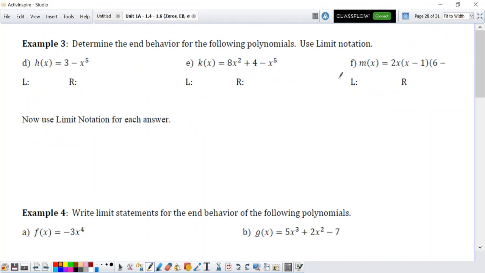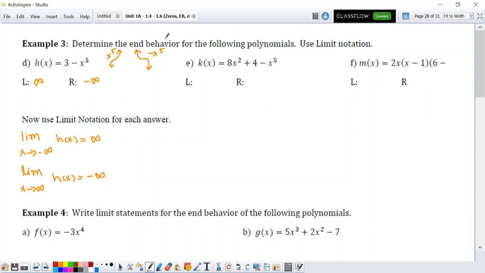Let's practice some more. 3 minus x to the fifth. So normally x to the fifth is this. Negative means going down. This is x to the fifth. Negative means it goes backward. This is negative x to the fifth. So left hand goes to positive, right hand goes to negative. Limit as x goes to negative infinity, h of x is going up now. And limit as x goes to positive infinity, h of x goes to negative infinity.